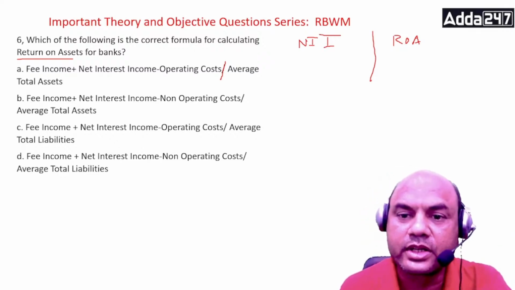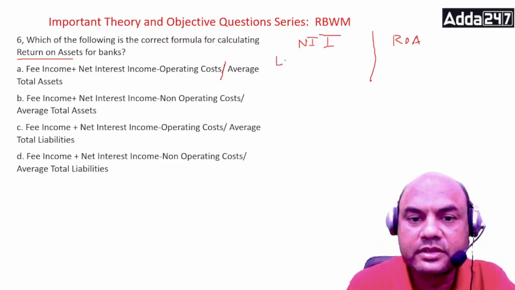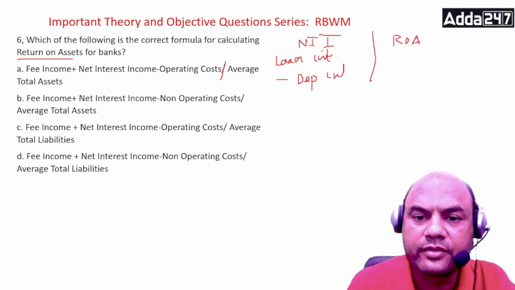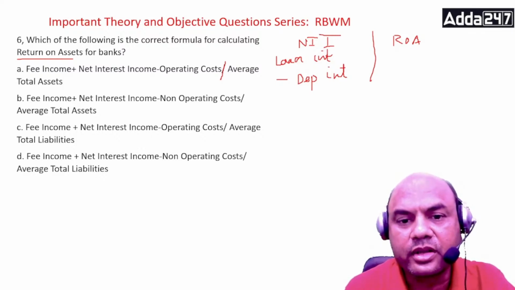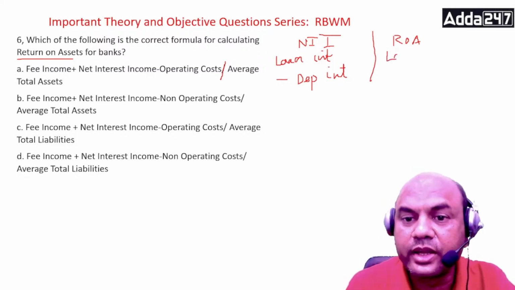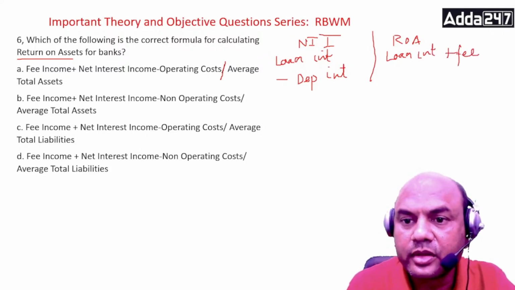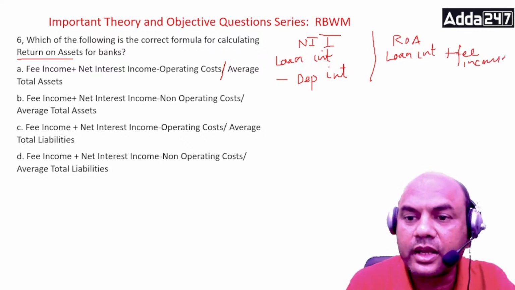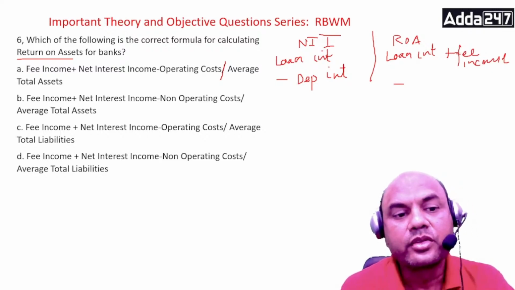In the meantime, I'll explain what NII and ROA are. In NII, we get the loan interest, basically the gap, right? Loan interest minus deposit interest. So that is basically NII. ROA includes something else also: loan interest plus fee income. Fee income is not included in NII. And minus the operating cost. So now think of the answer.